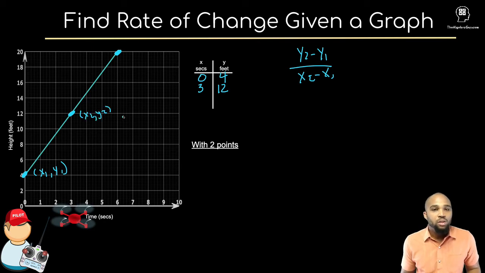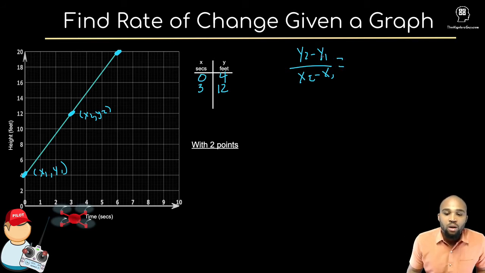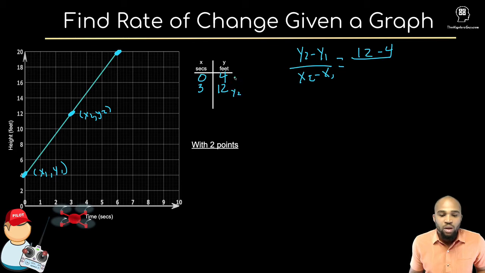It actually doesn't matter which points you choose to be 1 or 2, as long as you make sure you keep both coordinates together. Like both of these have to be a 1, both of these have to be a 2, or both of these have to be a 1, both of these have to be a 2. So as long as you do that. Now if we use this way, we could just simply say, let's take this first one here. So this is our first one, this is our second one. So we'll do 12 minus 4, because we're subtracting 12 minus 4, this is our y2 and our y1. Here's our y2 and our y1.